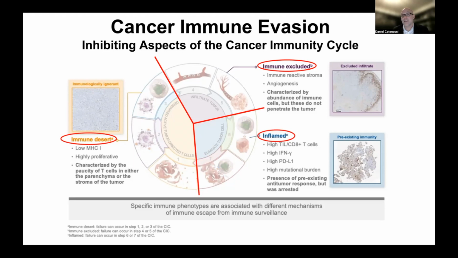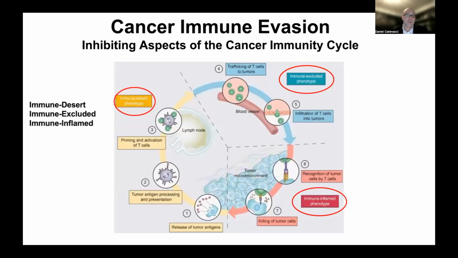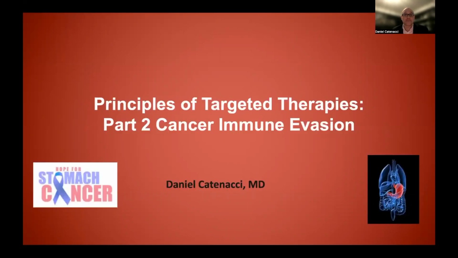And so you can see that depending on what the predominant problem is in any given patient's cancer, the therapies to try and stimulate an immune response would be very different. So that's shown here: the immune desert, the immune excluded, and the immune inflamed would likely need different therapeutic approaches to really address the key problems in each of them. And that leads to the third video on cancer immunotherapy approaches.